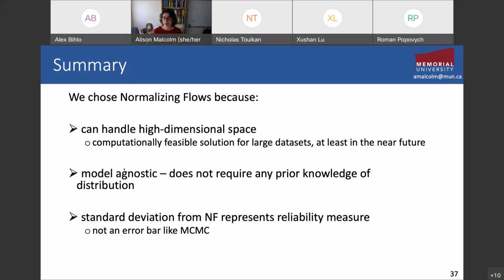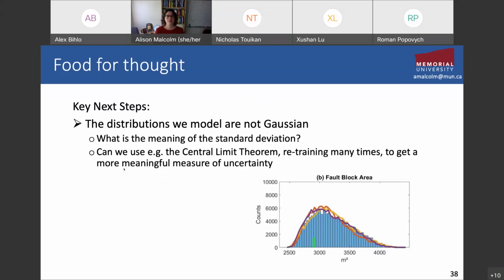And so that's a subject of future work that we're thinking of moving forward. We want to understand what the meaning of that standard deviation really is. We've been talking about using the central limit theorem to see if we can train many times and explore that. We're trying to relate the standard deviation in the latent space to the standard deviation in our true space.